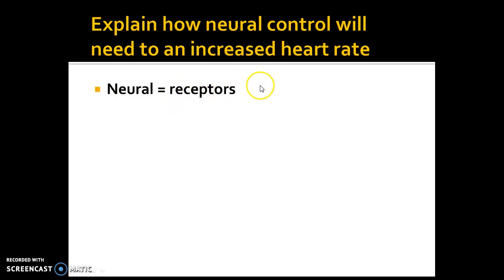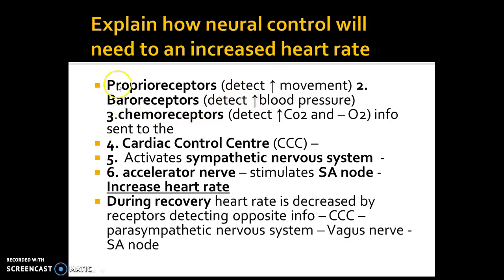There are 3 receptors that are used throughout the course, and those will then dictate how you increase or decrease heart rate. The receptors, you need to know what they are and what they detect an increase of or decrease of, depending on whether it's exercise or recovery. So going on from there, you've got your key bits here. So proprioceptors detect an increase in movement, baroreceptors detect an increase in blood pressure, chemoreceptors detect an increase in CO2 and a decrease in O2.